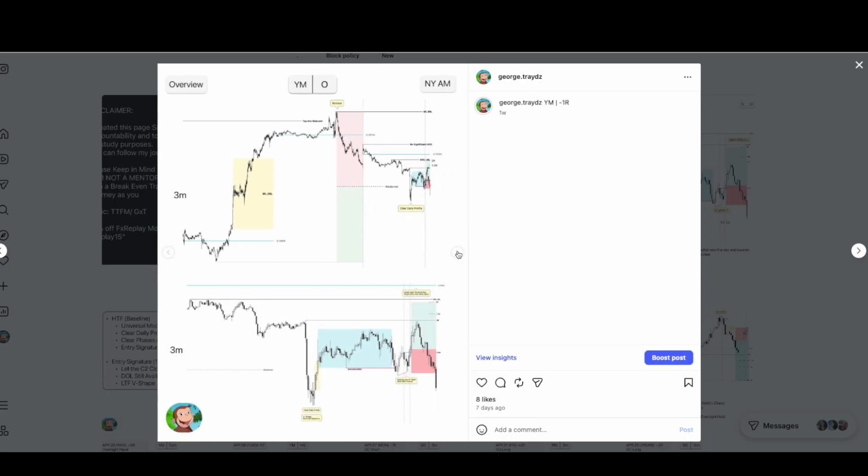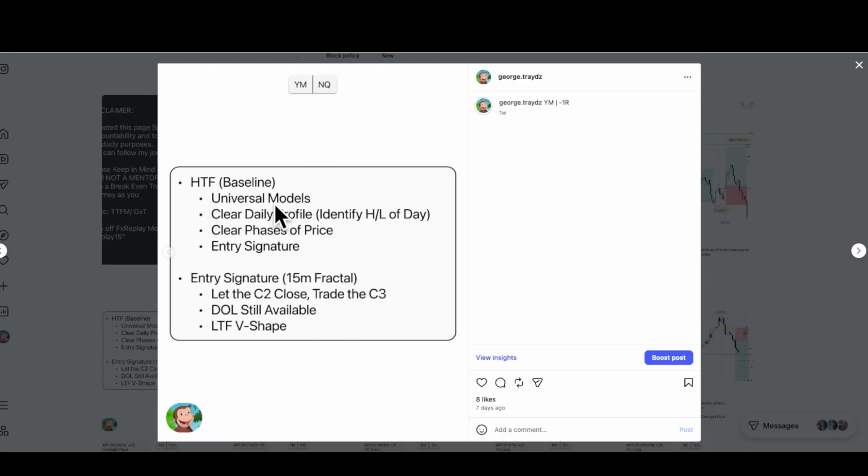So as you can tell, it's literally all the exact same universal models, IRL, ERL, ERL, IRL, and so forth. Clear daily profiles. Is there a clear open, high, low, close? Is there a clear higher day, lower day, whatever? Validate those with expansions away, clear phases in price, all that good stuff, and order flow. So daily continuations, universal models, IRL, ERL, clear daily profiles, clear phases in price. We'll validate all of those, and then your entry signature, which is just letting the C2 close and then trading the C3 in alignment with those higher time frame biases, right?